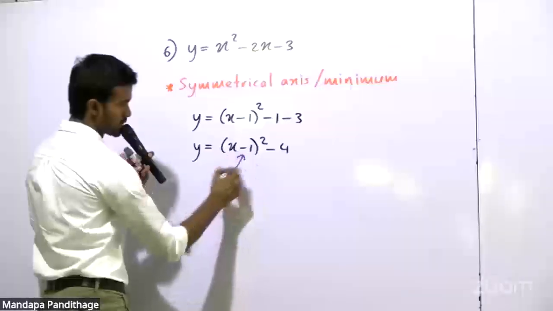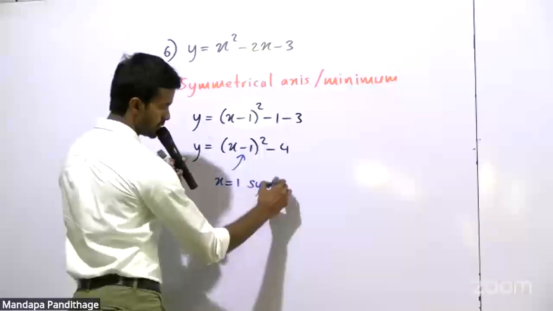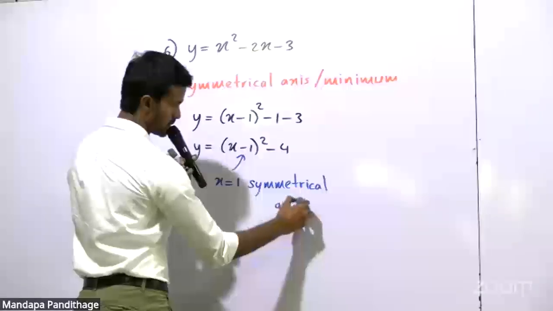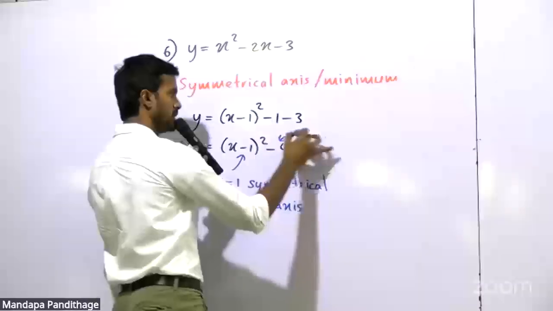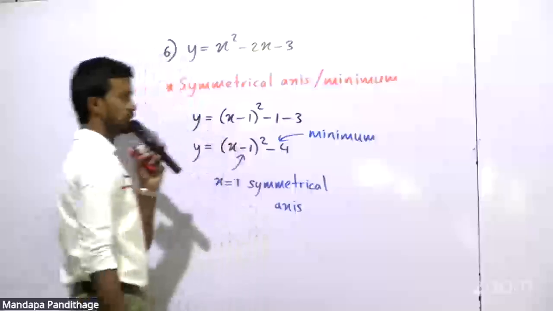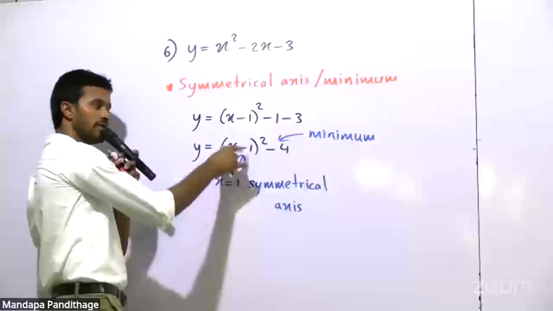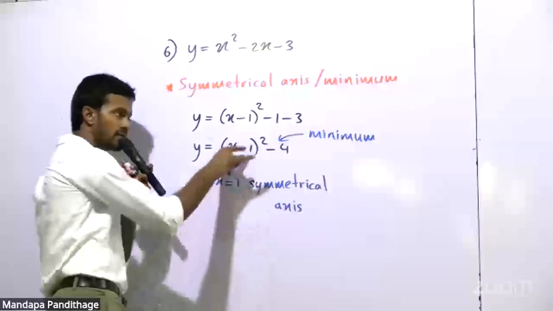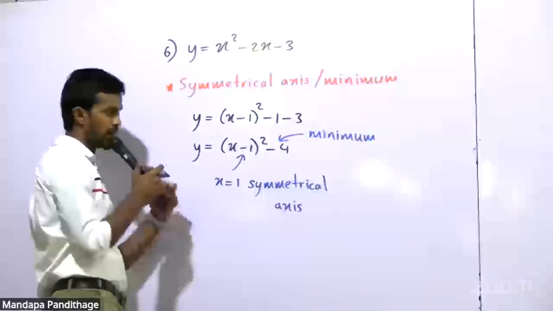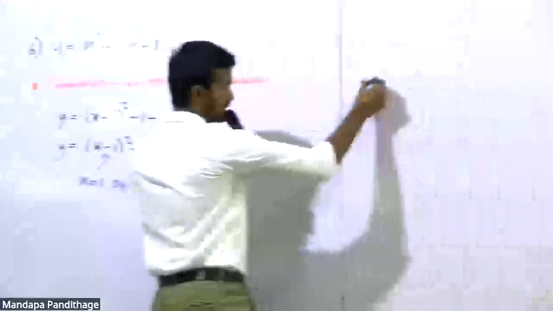When you complete squares, just keep this in mind. This x equals 1 becomes the symmetrical axis, and this one becomes the minimum or the lowest point. So the number one thing you need is to complete squares. This becomes 0 when x equals 1, and that is the symmetrical axis. And minus 4 will be the lowest point.